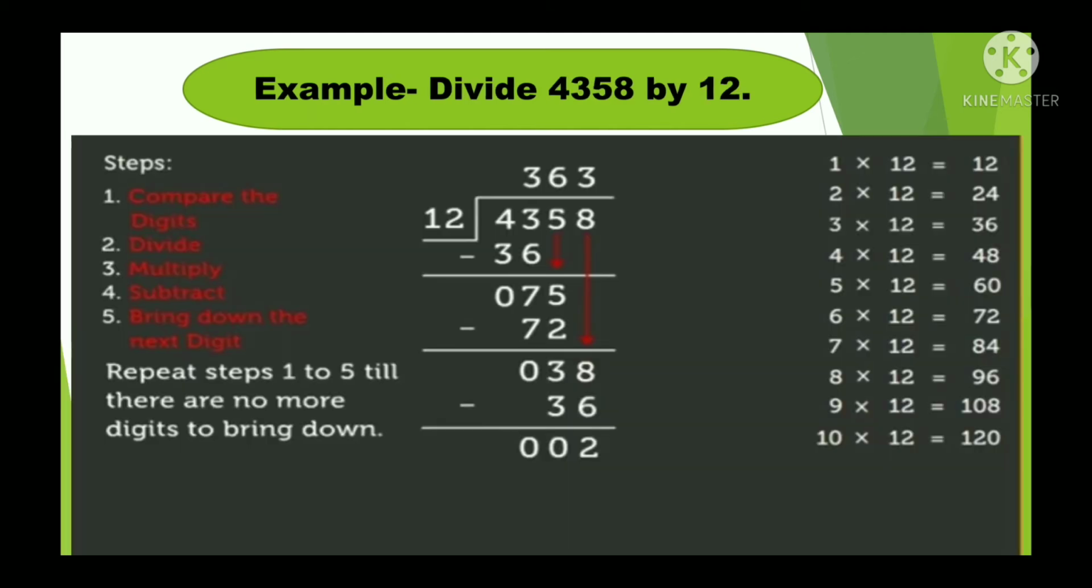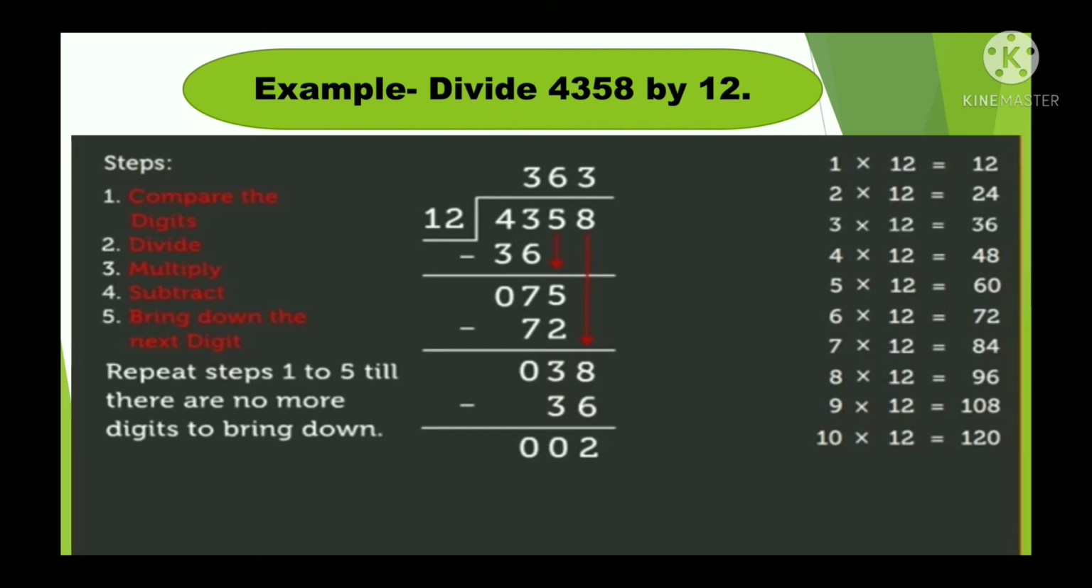Now students, let's see the number divided by two digit number. So here are some examples. Divide 4358 by 12. So for that again we have to follow some steps. So step 1 is compare the digits. So for two digit number we will take two digits, and two digit number from the dividend is 43. So next step is to divide, and for dividing we will see table of 12.